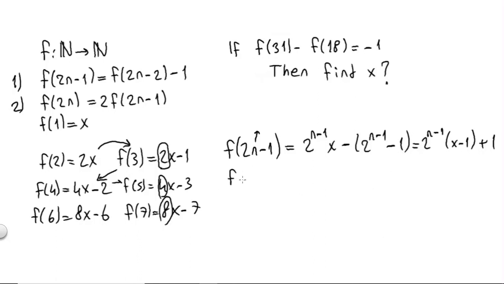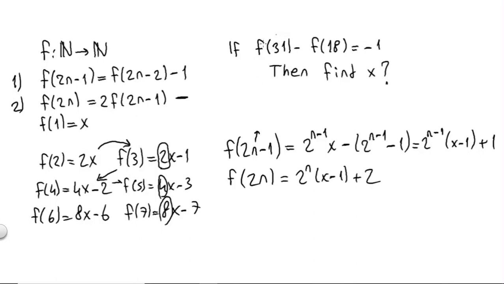And for the next one, let's do f2n. I know that from the second equation, f2n is just twice f of 2n minus 1. And I already found what this one is, so I'm just going to multiply this thing by 2. And I'm going to get 2 to the power of n, times x minus 1, plus 2. Okay, cool. So now let's go to the question.